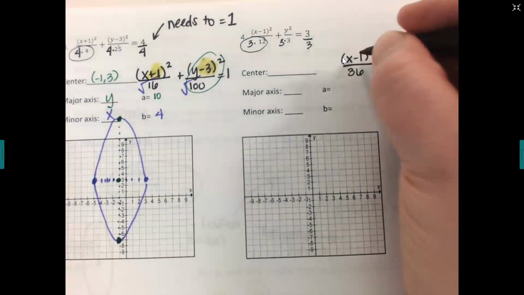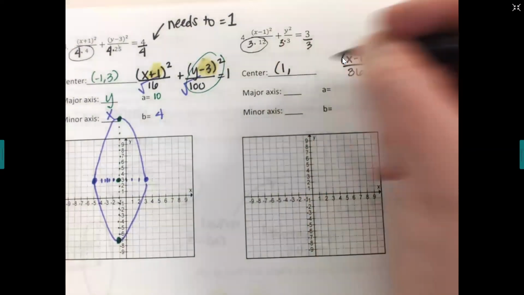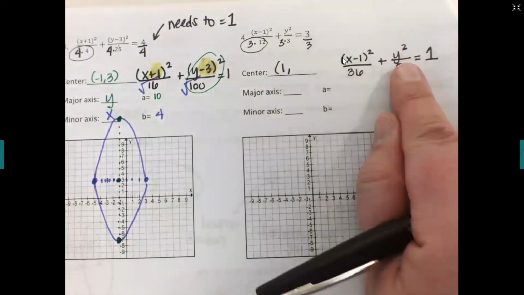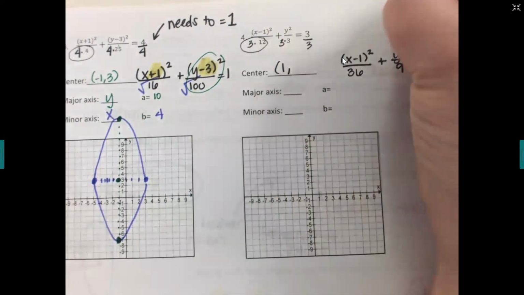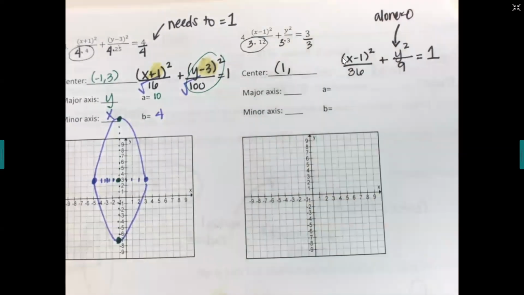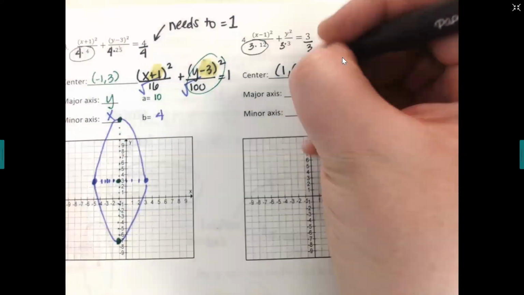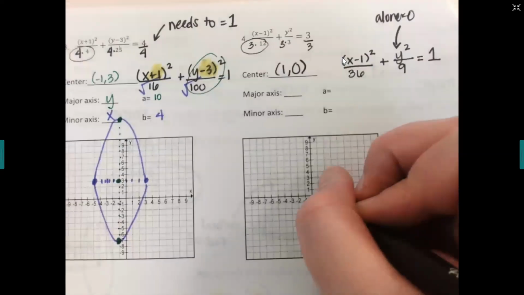So my center, negative 1 turns to a positive 1. What about if the y is alone? What's the y value? Can't be 1 or it'd have a minus 1. What should the y be? 0. If your number's alone, then it's just 0. What that means is they didn't shift it sideways at all. Otherwise, they would have put a number. Does that make sense? Should be 1, 0. Okay, so 1, 0 is right here.